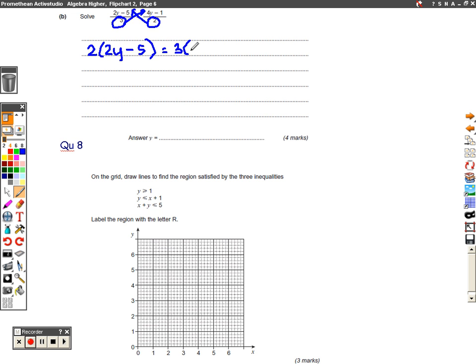Okay, expand your brackets then. 4y minus 10 is equal to 12y minus 3. Now remember, when we've got y's or letters on both sides, move your smaller letter value first. So we're going to move our 4y across, which becomes minus 4y. Minus 10 is equal to 8y minus 3.